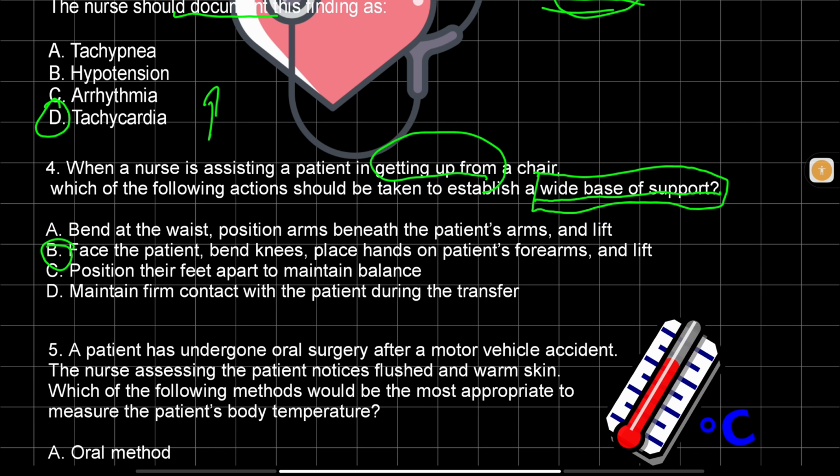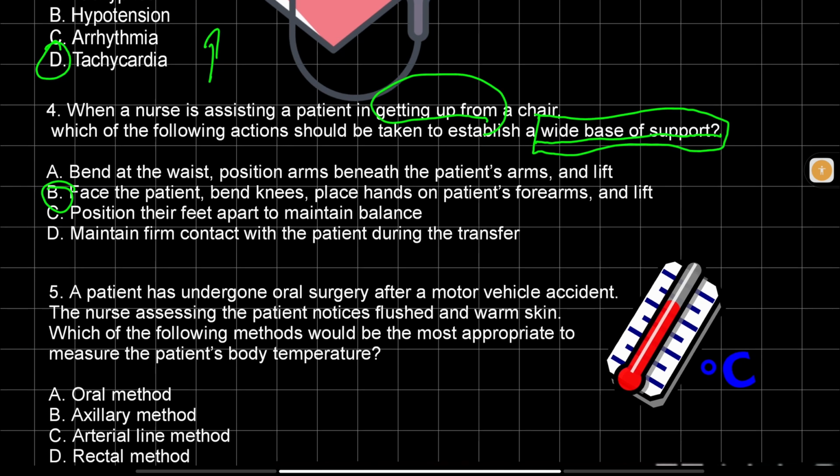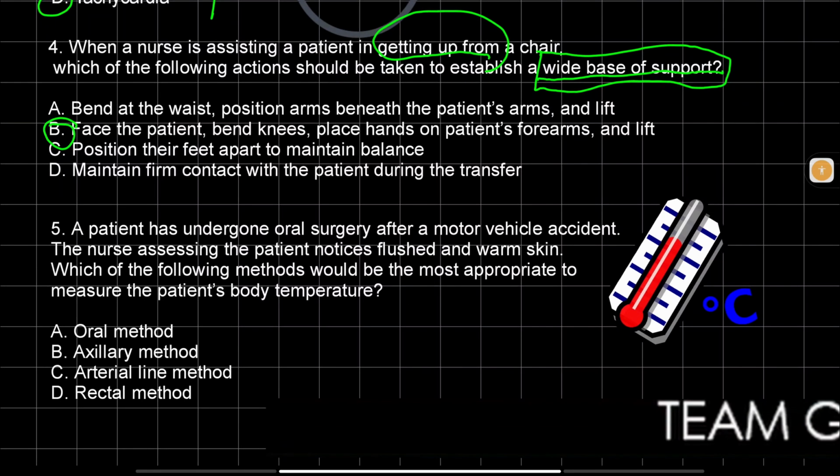Are we good? Okay, we're halfway through our examination for today. How's it going? Are you guys following? Very good. All right. So question number 5. A patient has undergone oral surgery after a motor vehicle accident, RTA. Let's say RTA, road traffic accident.